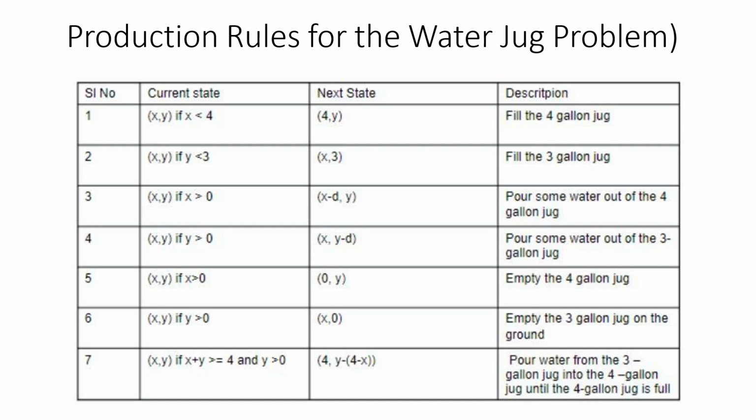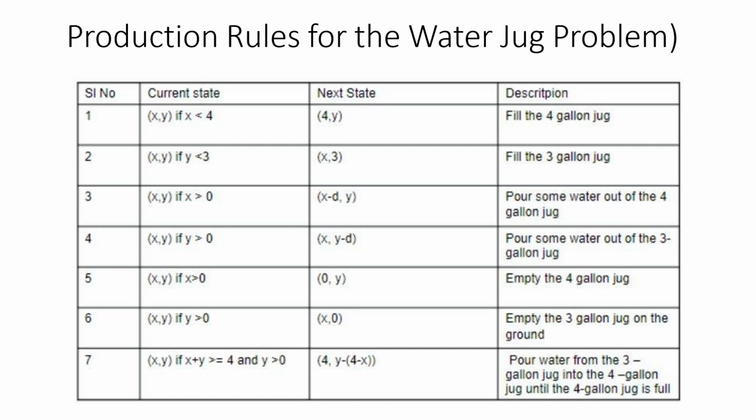And the second rule, where y is less than 3. So what we can do is fill the 3 gallon jug. Here our current state is (x, y), and we can move to the next state, that is (x, 3). For example, if our current state is (4, 0), then we can make it (4, 3). Then the third rule is to pour some water out of the 4 gallon jug.